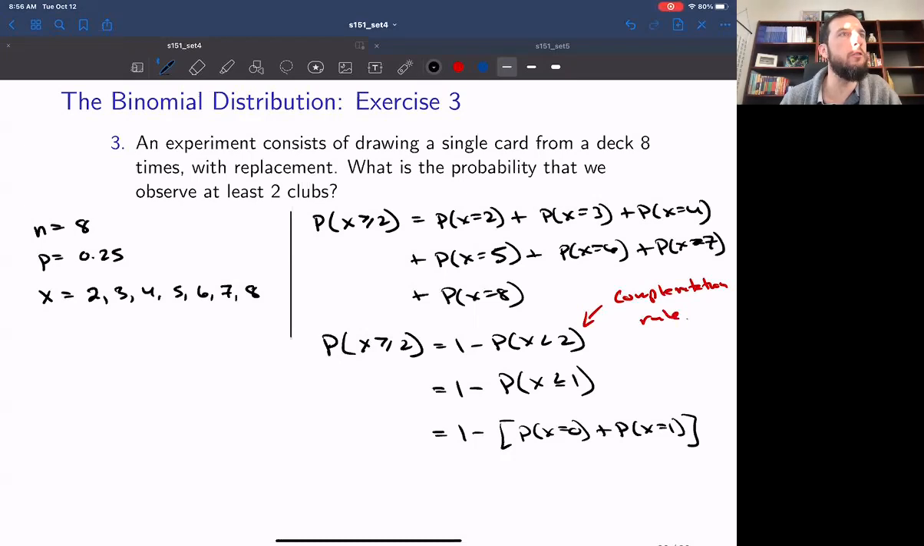Min, if it was 2 clubs, x less than or equal to 2, so what you wrote there is correct. Yeah, x less than or equal to 2 is x equals 0 plus x equals 1 plus x equals 2. Yeah.